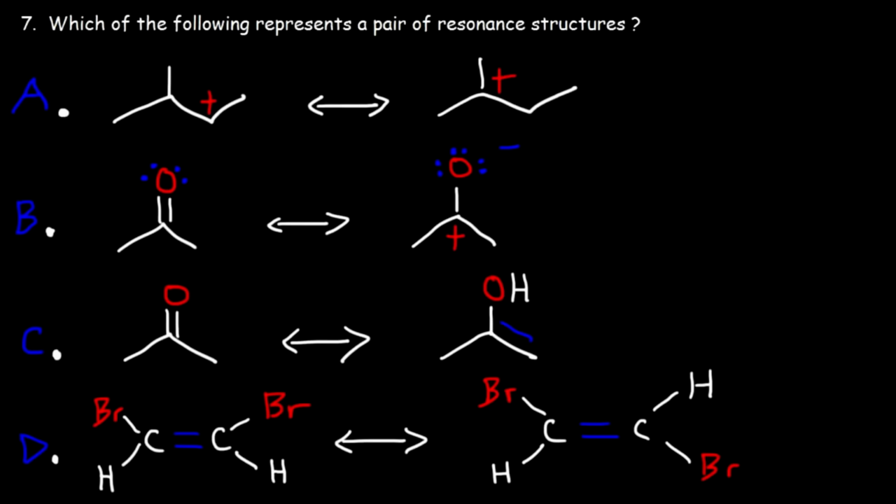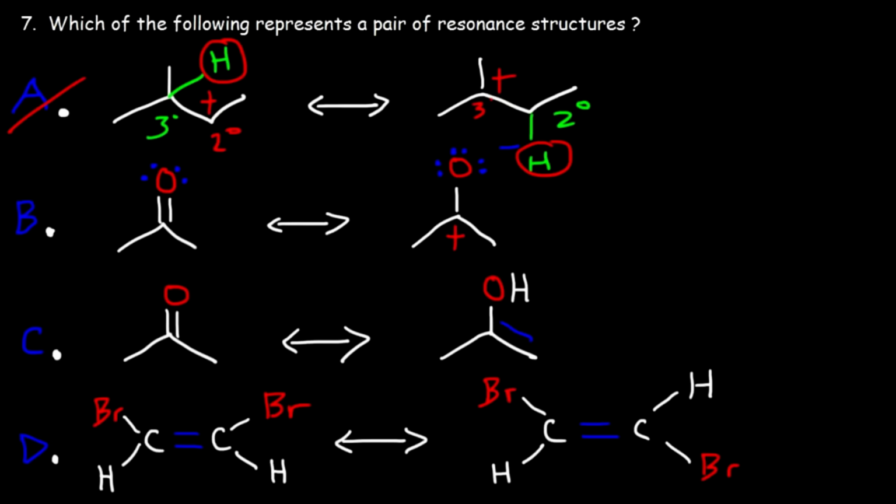So if we look at answer choice A, this represents a hydride shift. The hydrogen moved from the tertiary carbon to the secondary carbon. And when that happens, the plus charge is going to move from the secondary carbon to the tertiary carbon. So basically, they trade places. So because the hydrogen was moved, this is not a pair of resonance structures.